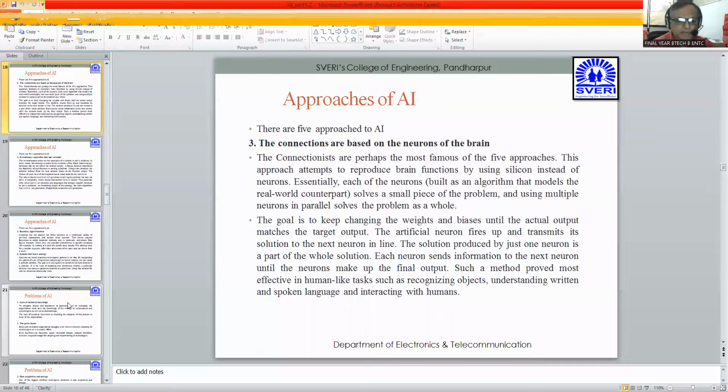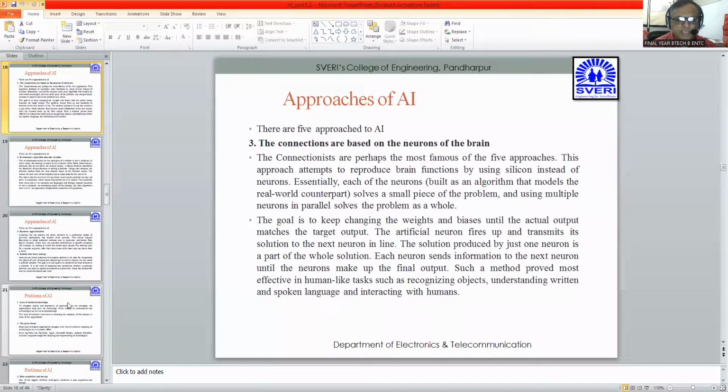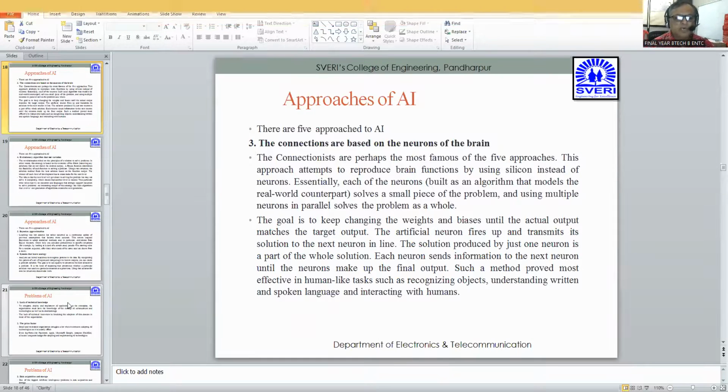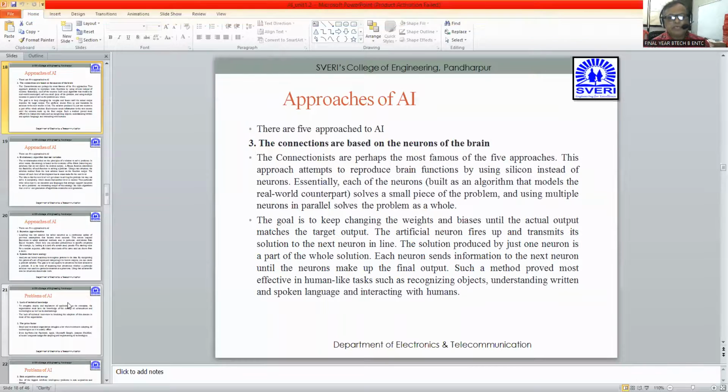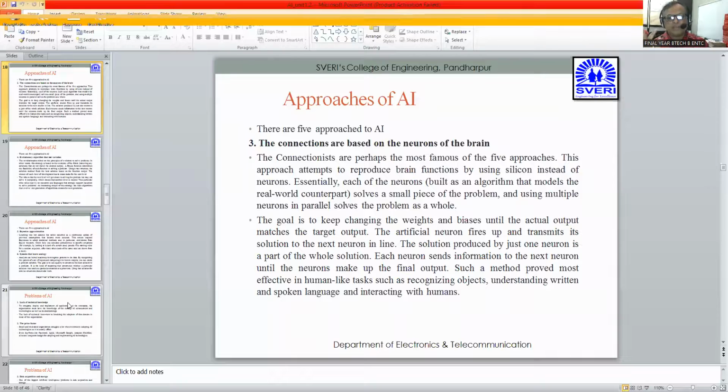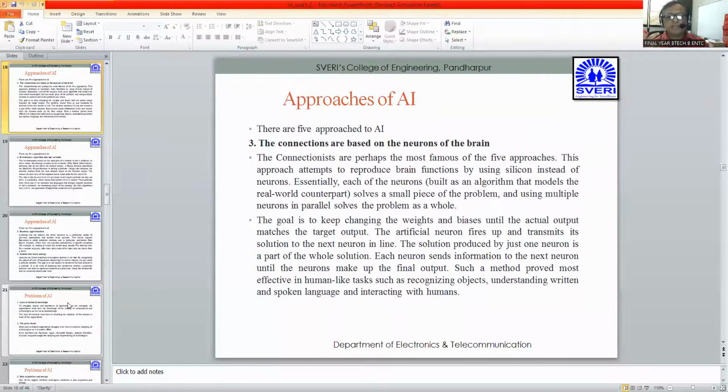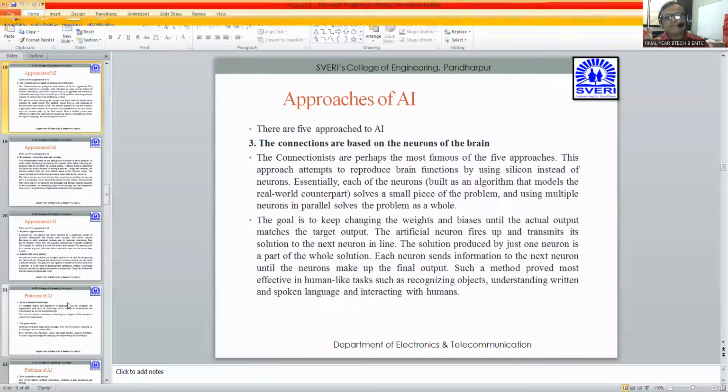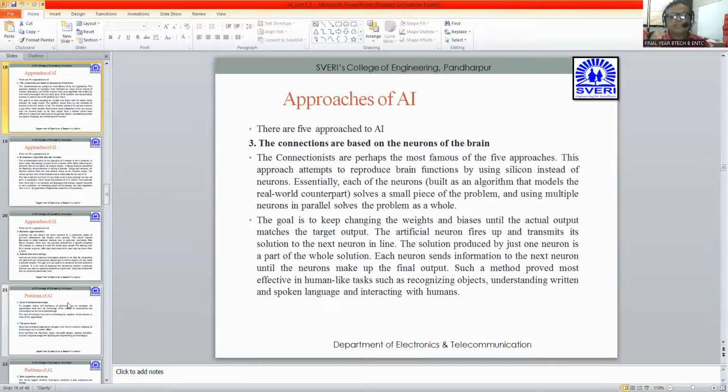Such a method proved most effective in human-like tasks such as recognizing objects, understanding written and spoken English, and interaction with humans. So obviously this is the way the neuron works, and this is the way the silicon chip is going to work in artificial intelligence. The same mimicking of the human brain is done as far as artificial intelligence is concerned. So how is the mimicking done? There we have neurons, here we have silicon. The neurons transfer the information from one neuron to the other, and it keeps on passing till it goes to the output. Similarly, it happens in artificial intelligence with the silicon chip.